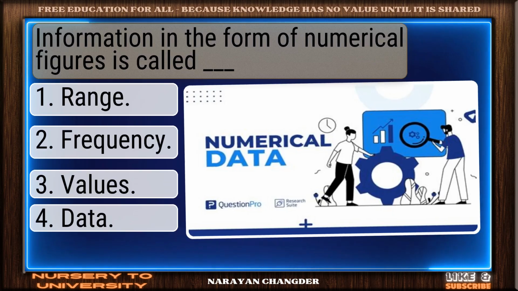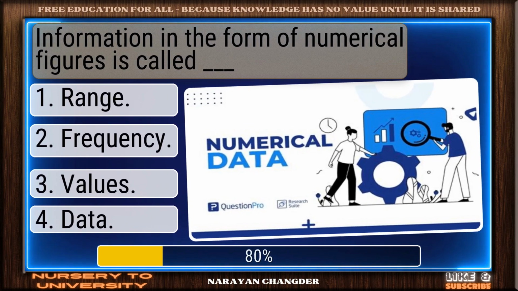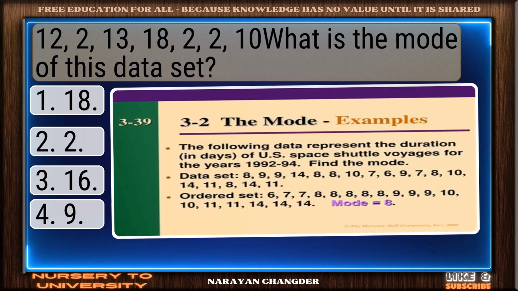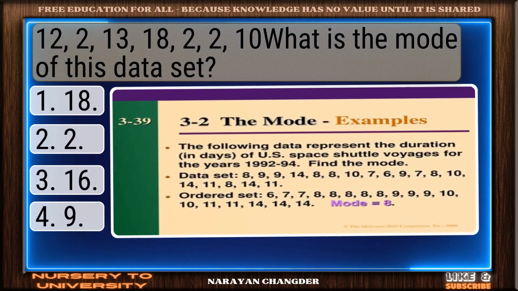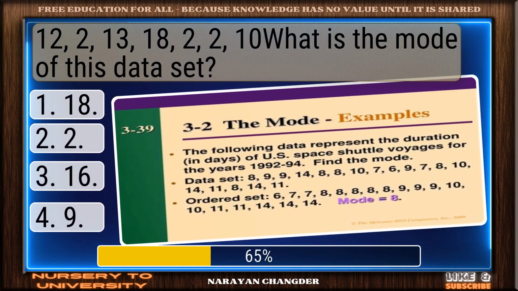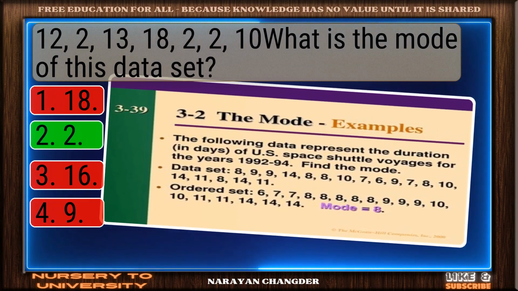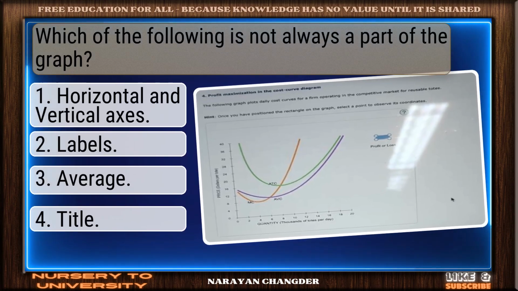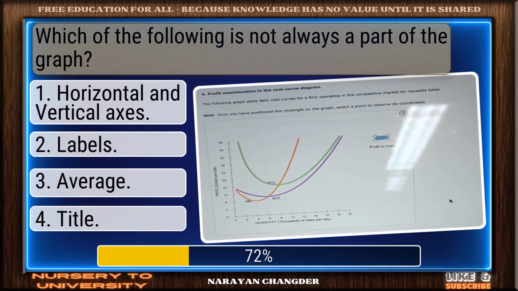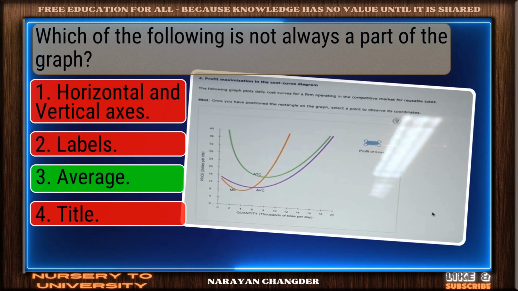Information in the form of numerical figures is called dash. Right choice. Data is the best answer. 12, 2, 13, 18, 2, 10, 1 is the mode of this data set. Great job. 2 is the accurate answer. Which of the following is not always a part of the graph? You got it. Your choice average is right.